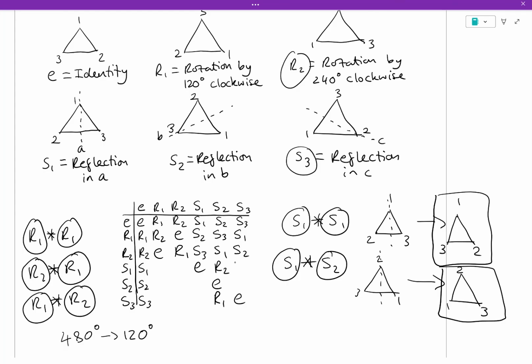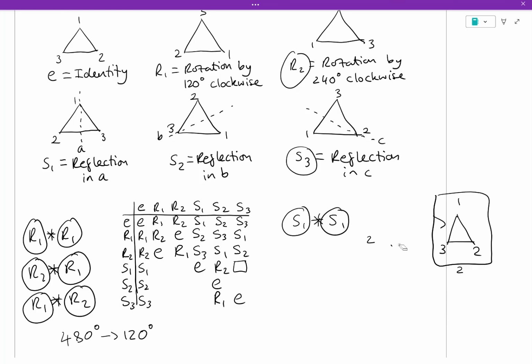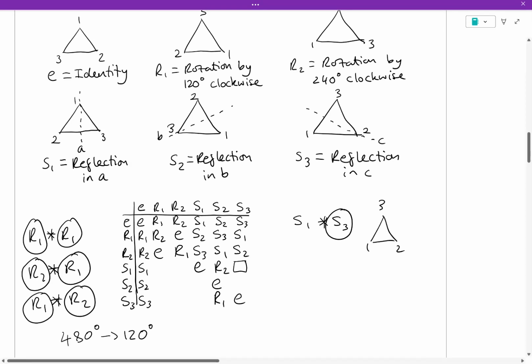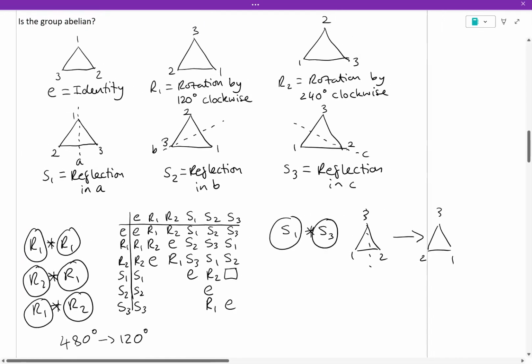Now let's have a go at this one here. Okay, so let's just make a bit of space. Okay, so for this one here, we'd have S1 combined with S3. Okay, so let's draw out the picture of S3, which would be the following. So we got 3, 1, 2, and then we're going to reflect in S1. Okay, and S1 is this line here. So the 3 stays where it is, the 2 and the 1 swap. Okay, then let's compare to my pictures, and it's going to be R1.